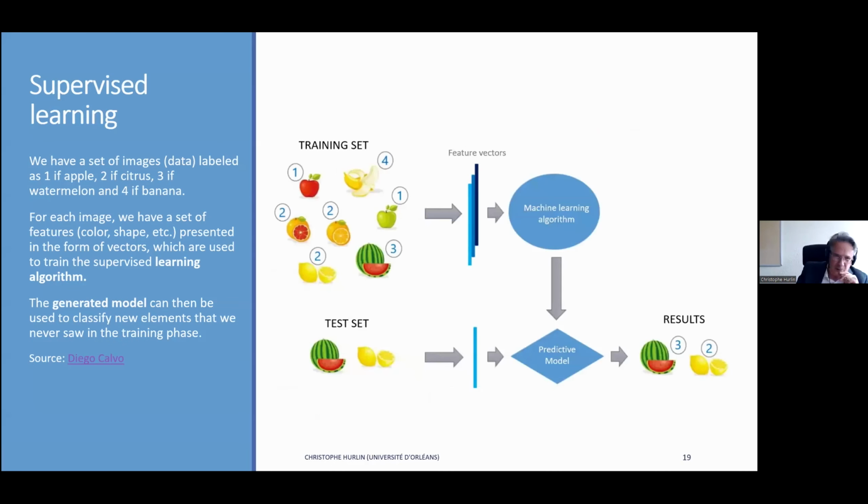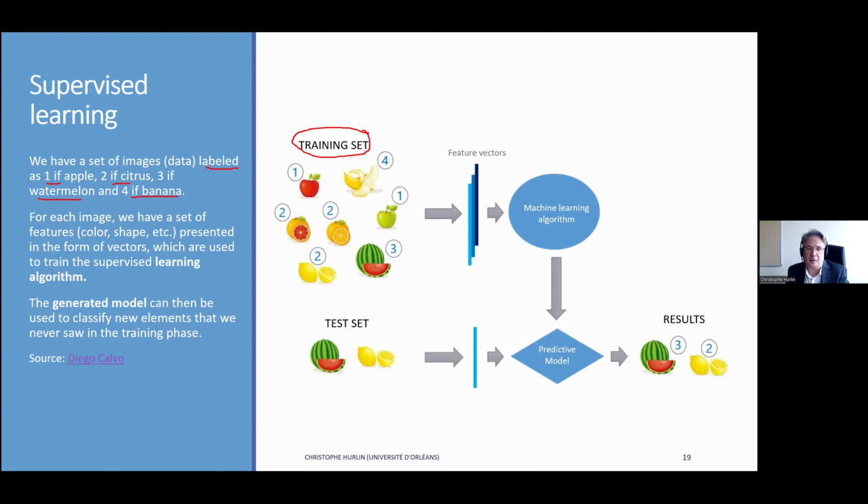Let me illustrate this point. Let me consider an example in which we have a set of images. So this is our data, which are labeled. We have some images and a label Y that is equal to 1 if it is an apple, 2 if it's a citrus, 3 if a watermelon, and 4 for a banana. So we have a training set in which we have some images of fruits, and for each image we have a label 1, 2, 3, or 4.